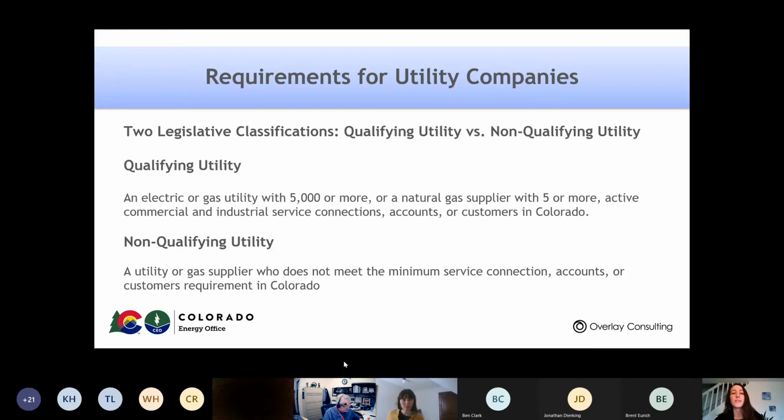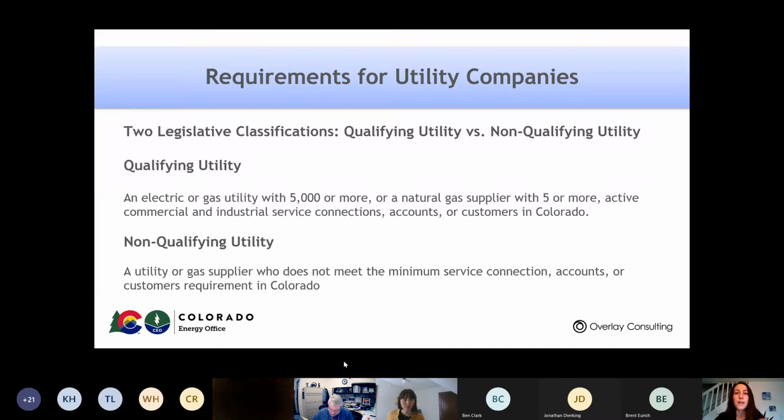So essentially, a qualifying utility is going to have an online portal where owners can request data, and non-qualifying utilities will not be required to implement this through an online portal. They can take it through email, through call requests.